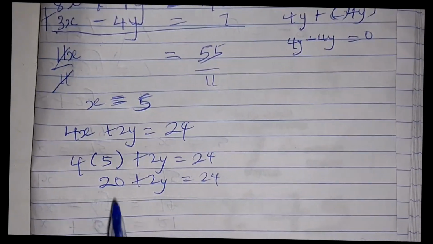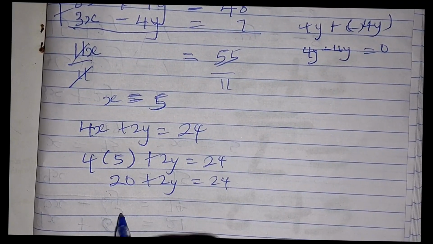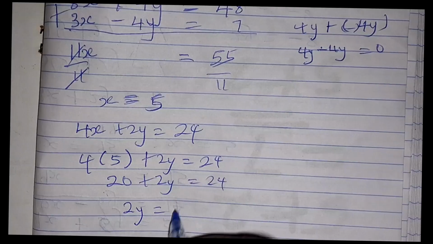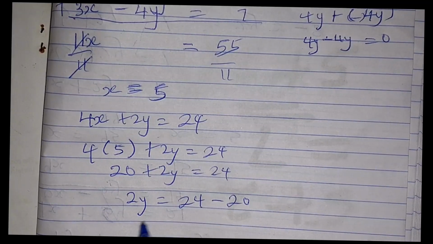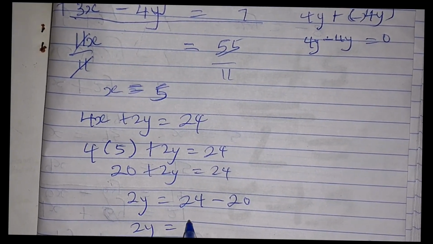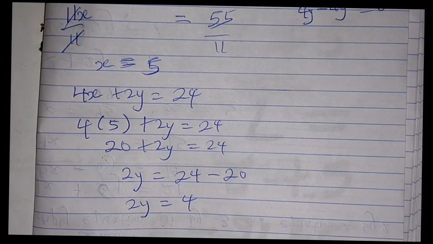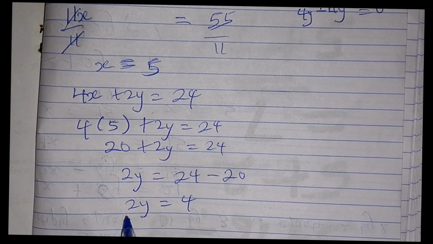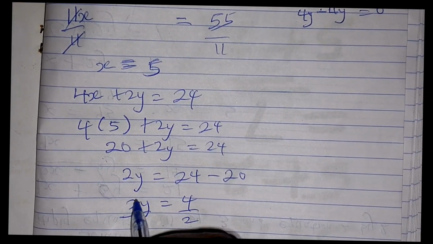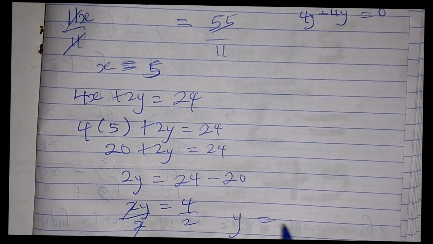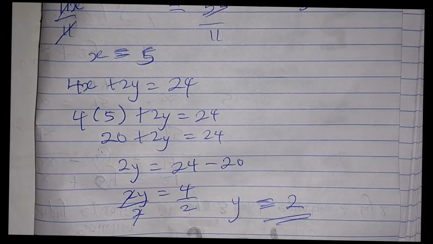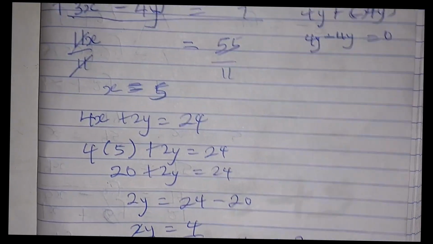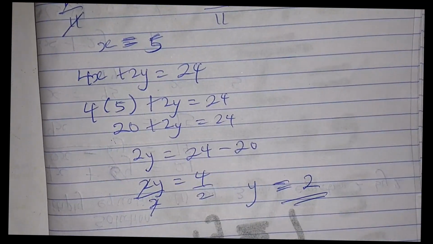We move this 20 to the right hand side. So 2y equals 24 minus 20. And so 2y equals 4. To find the value of y, we divide both sides by 2. Okay, so this will cancel out and y will be 2. So that is the final answer. In this question, x is 5 and y is 2.